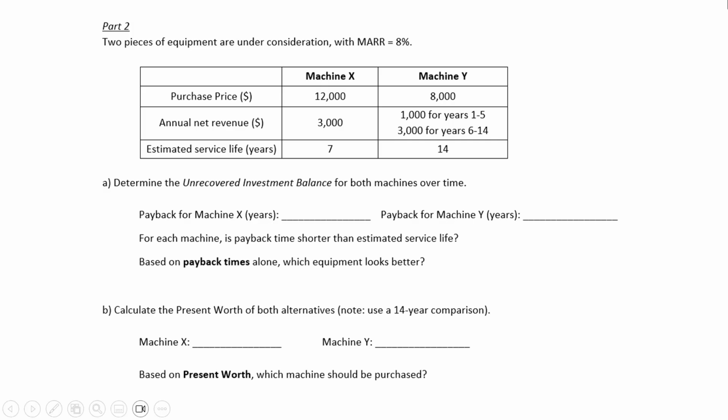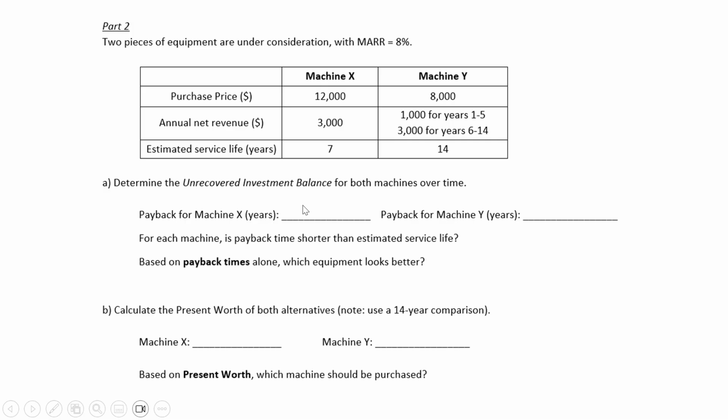So we know that when we compare alternatives like this, we have to, in this case, use the LCM method, least common multiple. Do you remember that? If we've got 7 years for one item and 14 for the other, in order to compare the two, we have to repeat machine X twice. So we're going to do a spreadsheet analysis here with the unrecovered investment balance, like we just did in the prior example, and machine X is going to have to be repeated twice.